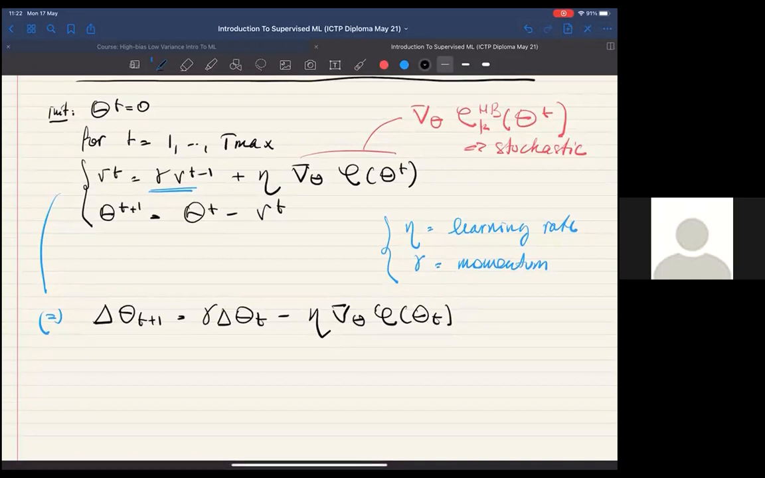Where delta t plus 1 is by definition delta t plus 1 minus delta t.